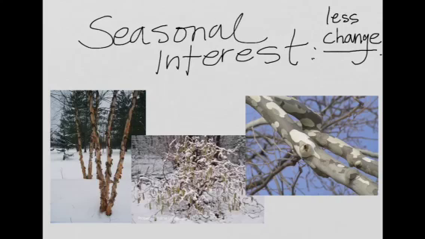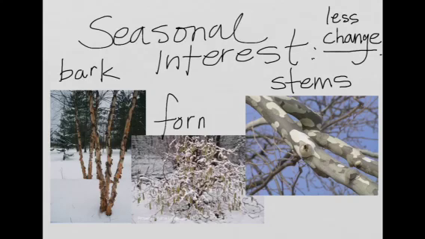Other plant parts that provide some seasonal interest that are less changeable are the bark, stems and branches, which basically it's the bark on the stems and branches, and also the form. These are plant characteristics that really don't change during the growing season, but you notice them more in the winter time when the foliage is gone, when there are typically no flowers or sometimes no fruit to provide the seasonal interest.